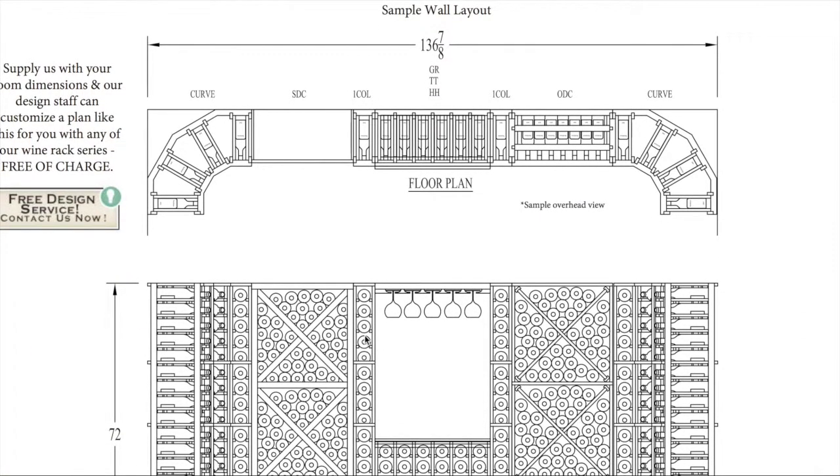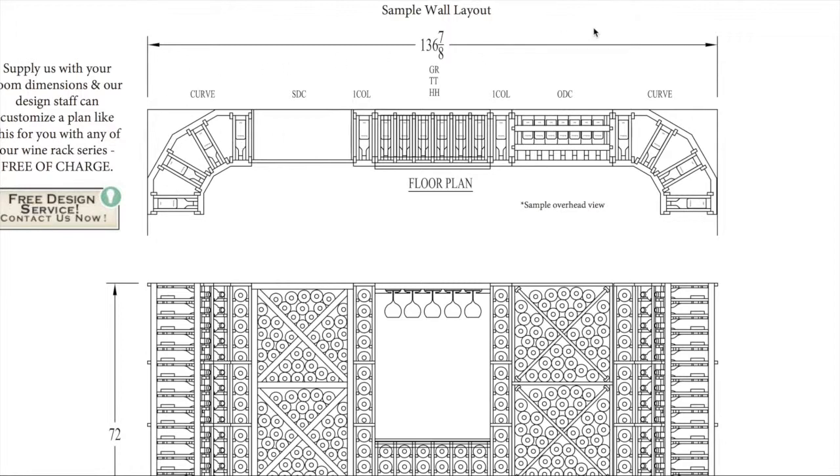Here's the overhead view. You can see that we have a curved wine corner, an open diamond cube, a one-column individual bin, as well as a half-height and a tasting table and glass rack on the top, next to another one-column individual rack with a solid diamond cube and another curved corner.